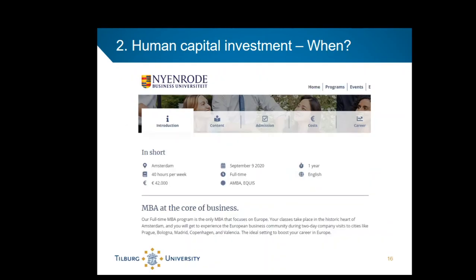To illustrate the latter point, consider the example of Nijenrode. Nijenrode, if you don't know it, is an elite business school in the Netherlands. It's in Breukelen, close to Utrecht. A one-year full-time MBA program there costs about 42,000 euros. Now, it might seem a lot, but this is the usual price for an MBA. So we're talking about a real investment there. And in fact, there are much more expensive MBAs than that.